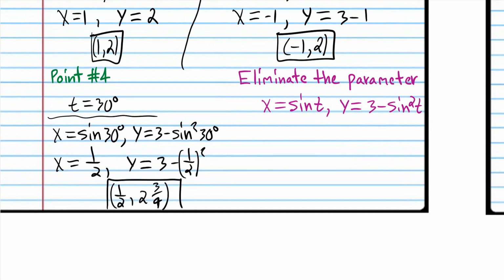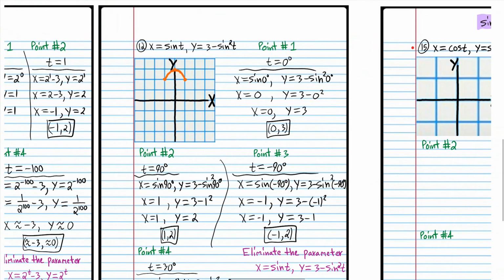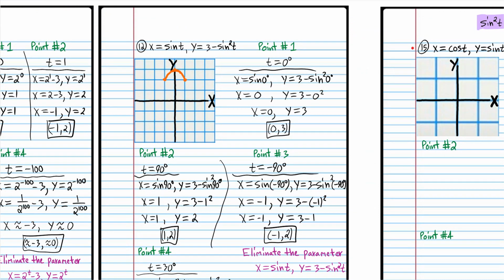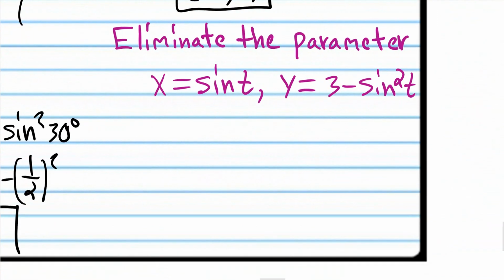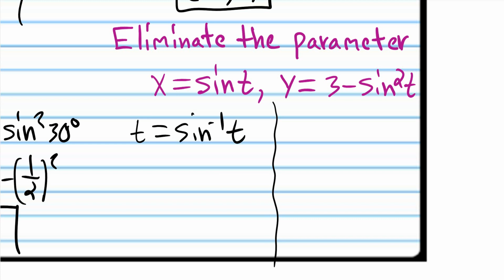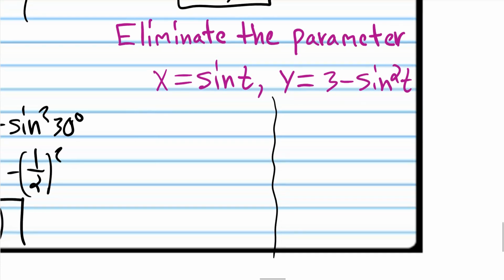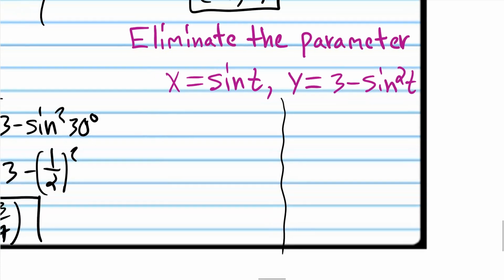So now we're going to eliminate the parameter. It looks like we have an upside down parabola, but how do we know that? How do we know that it's an upside down parabola? Well, we can't really solve for t, because if we did that, then we'd end up with sine inverse of t, and we don't want to have to deal with that type of notation. We could, but some complications would arise.